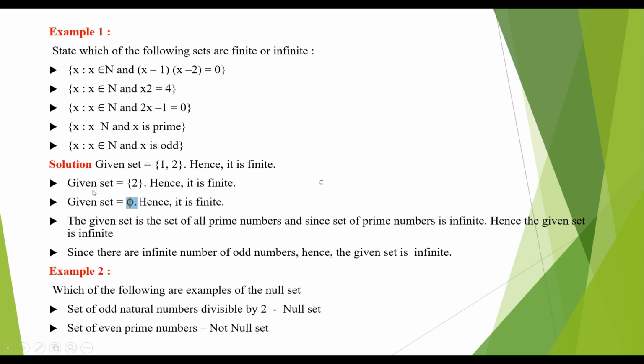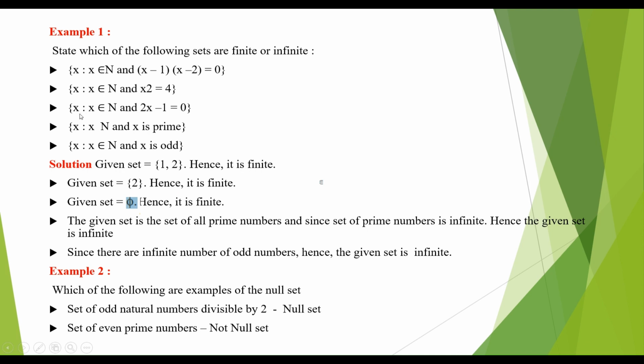The next question is {x : x belongs to N and x square equals 4}. We know one particular number, that is 2, since 2 square is equal to 4. So the value of x is 2. You can't take 3 or 4. We know one definite number, that is 2. So the element is 2, and hence it is a finite set.